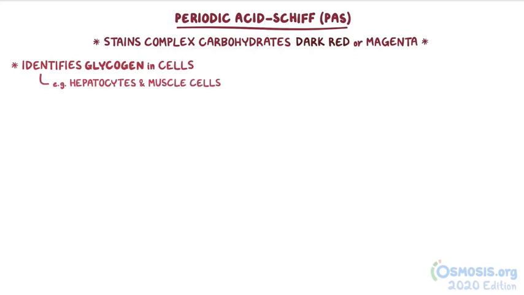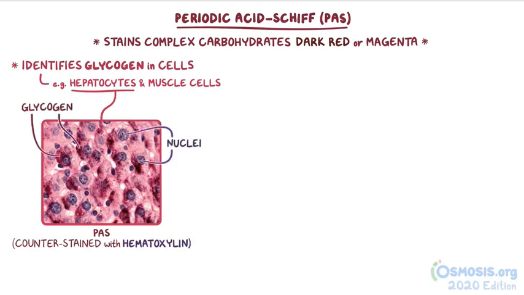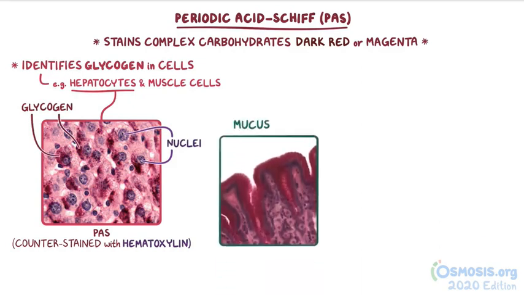In this image of hepatocytes, the tissue was stained with PAS, and also counterstained with hematoxylin. This allows us to see the dark magenta glycogen, as well as the nuclei of the hepatocytes, which are stained purple with hematoxylin. The sugars found within mucus are also stained well by PAS, such as the mucus found lining the stomach, which is intensely stained a dark magenta in this image.